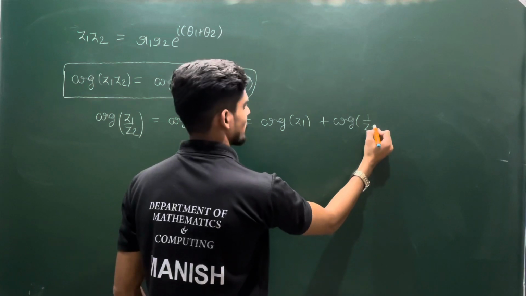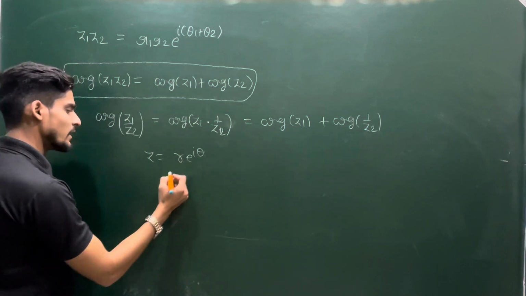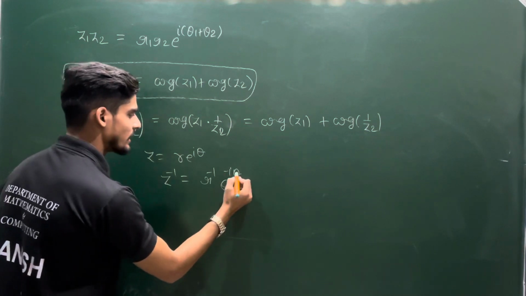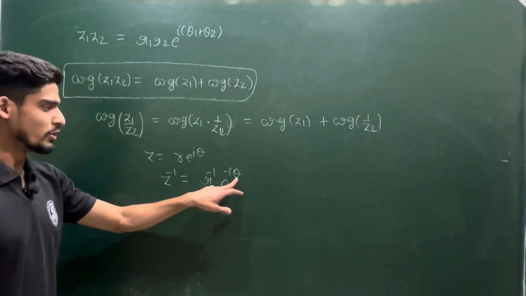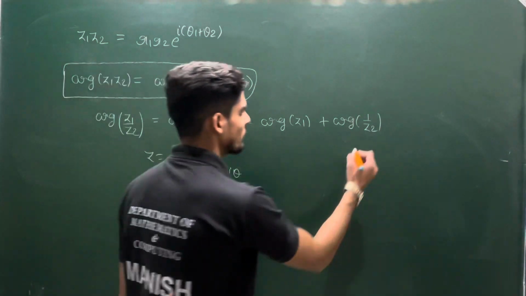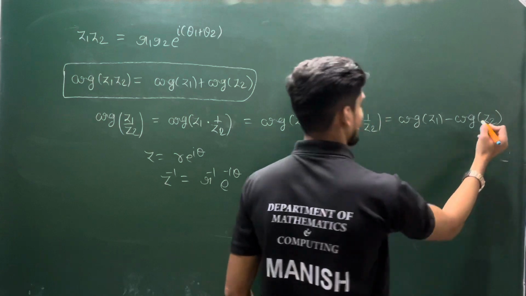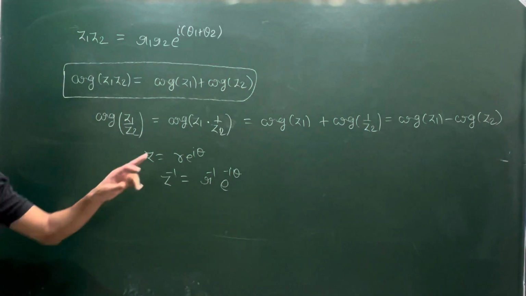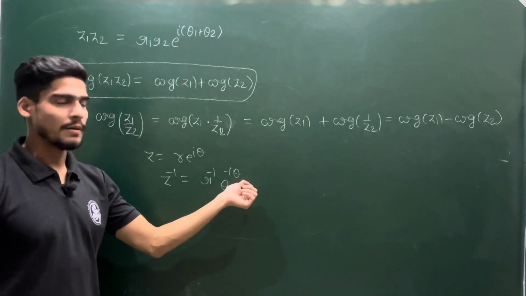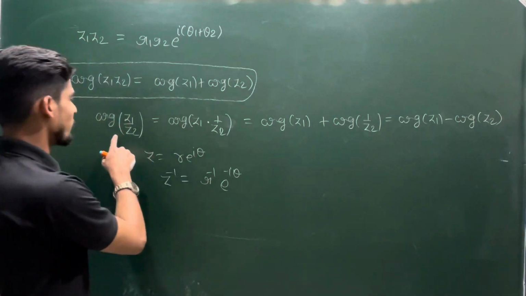1 upon Z2. But you observe, when you are having Z is equal to R e power iota theta, your Z power minus 1 will be r power minus 1 e power minus iota theta. So you are having this. So your theta will be minus here. So argument of 1 upon z2 will be minus theta 2. So it is same as argument of z1 minus argument of z2, because argument of 1 upon z2 is same as minus argument of z2. Here your argument is minus theta, and minus theta means minus argument of z. So you can write a formula for this also.